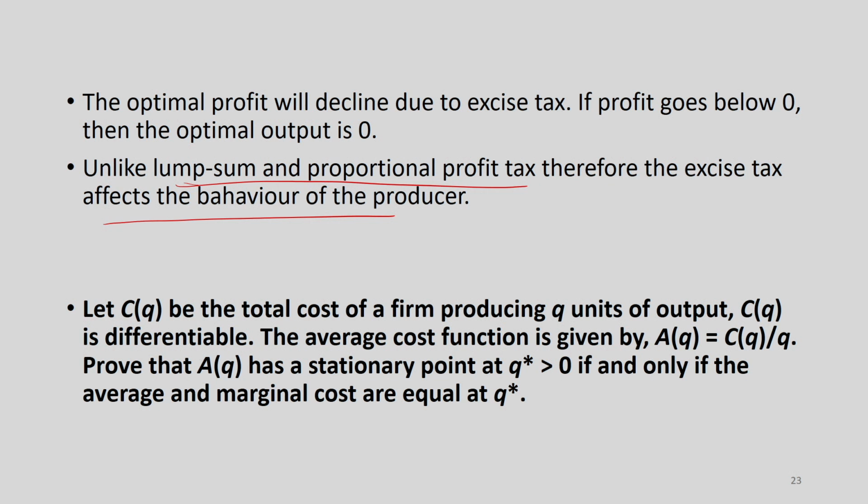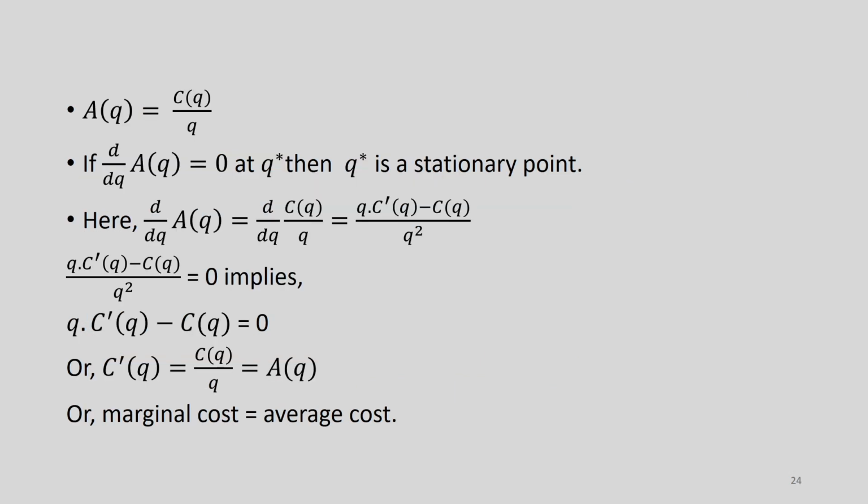Here is another problem from optimization. Let C(q) be the total cost of a firm producing q units of output. C(q) is differentiable. The average cost function is given by A(q) is equal to C(q) divided by q. Prove that A(q) has a stationary point at q star greater than 0 if and only if the average and marginal cost are equal at q star. Okay.